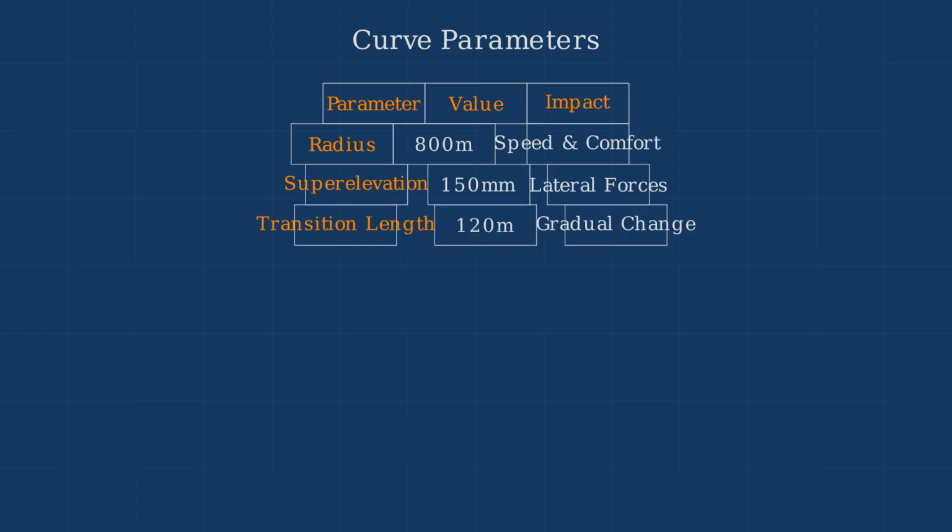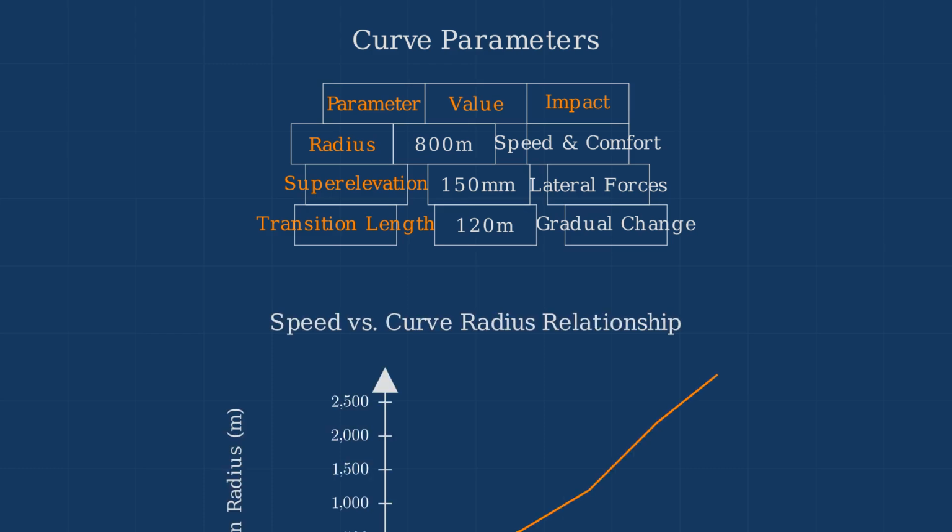To ensure safety and comfort, we must adjust curve parameters to meet design standards based on intended train speeds. The minimum curve radius increases quadratically with train speed. For high-speed railways, much larger curve radii are required.